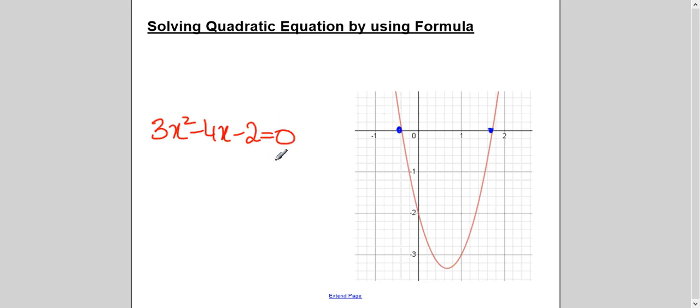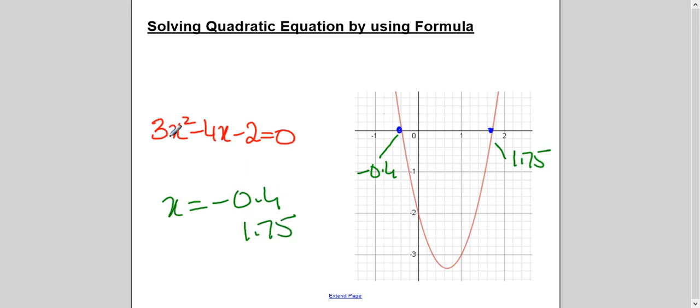Before we begin, I would like you to focus on this understanding. When we solve a quadratic equation, we get either 2 answers, 1 answer, or no answer. Now, when we get 2 answers, what does it mean? It means if you sketch the graph of this equation, there are 2 points through which the curve will pass on the x-axis. Suppose these are minus 0.4 and 1.75. When you solve this question, your answer of x should come minus 0.4 and 1.75. So when you solve a quadratic equation and you get 2 answers, those 2 solutions, or roots of the equation, are actually the points on the x-axis through which the curve passes. Always keep this idea in your mind.